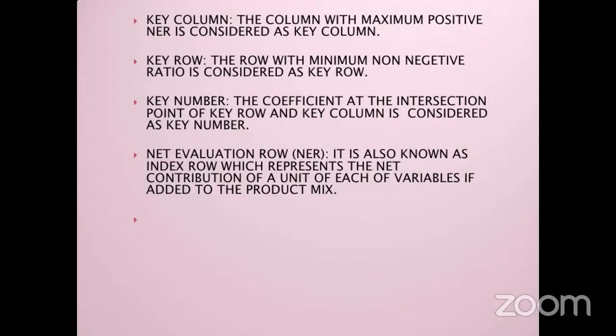What are the new terms? Key row, key column, key number, which is also known as pivot number. Key number is also known as pivot number, which is an intersecting point of key row and the key column. And net evaluation row, it is the row where we are finding out the first changed values based on the key number.